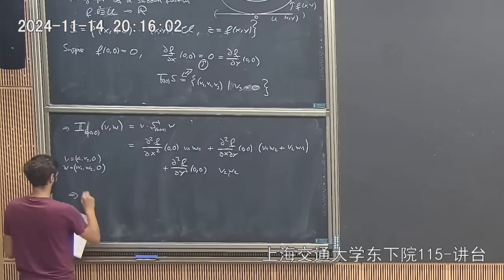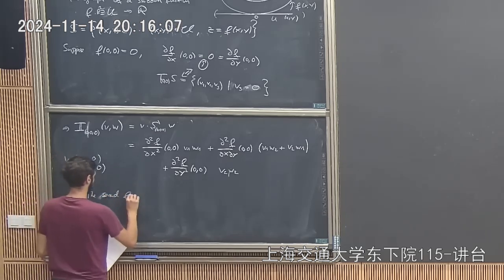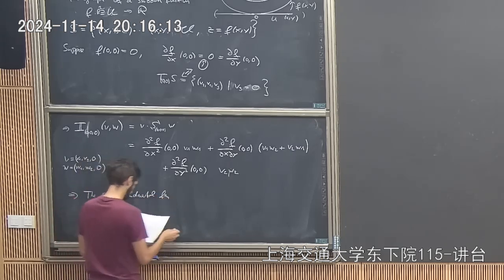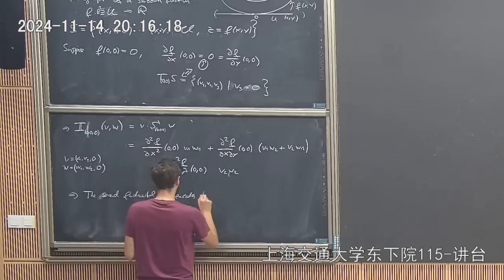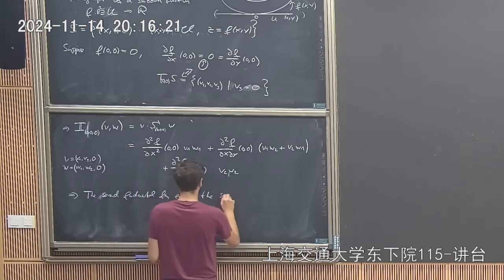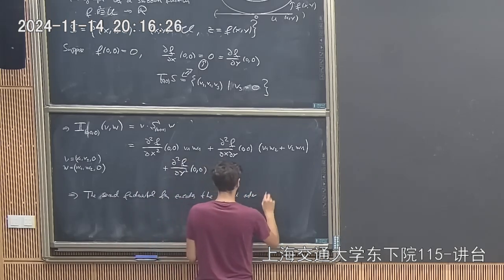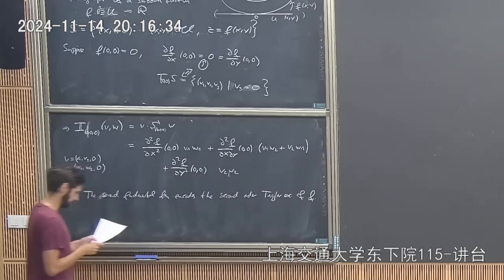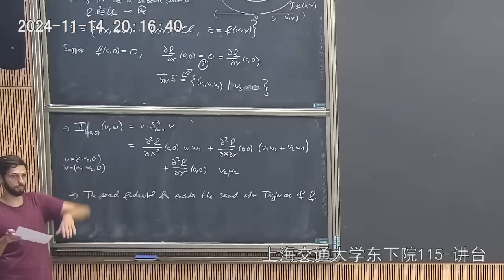In short, the second fundamental form encodes the second order Taylor expansion of the function f. So really, it encodes how f changes in every possible direction.